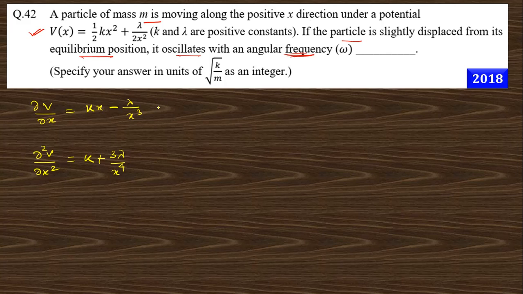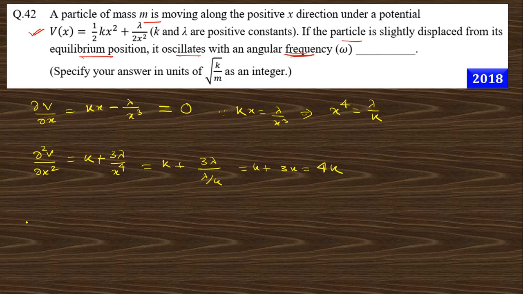At equilibrium the first derivative will be 0, so you get kx equal to 2 lambda by x cube, so x to the power 4 is nothing but 2 lambda by k. Just put the value of x here, so lambda cancels out, and k plus 3k gives 4k. This is the value of the second derivative.